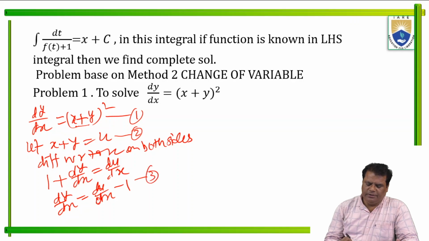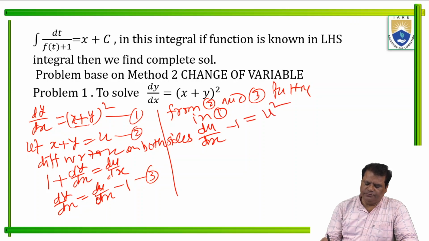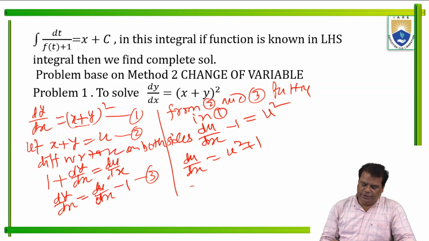This is equation 3. Now putting this value and this from 2 and 3 into 1, the result is du over dx minus 1 equal to u square. So now du over dx equals u square plus 1. So now du equals u square plus 1 times dx.